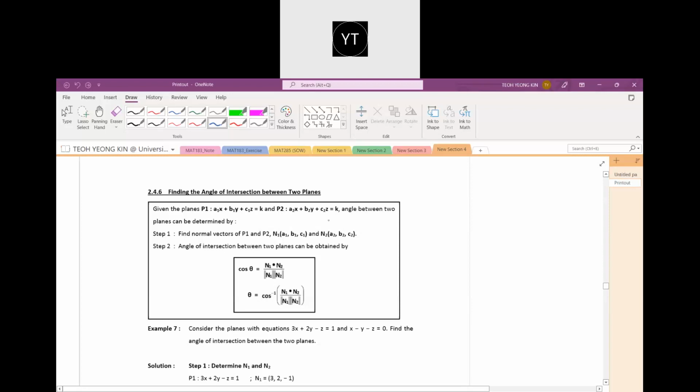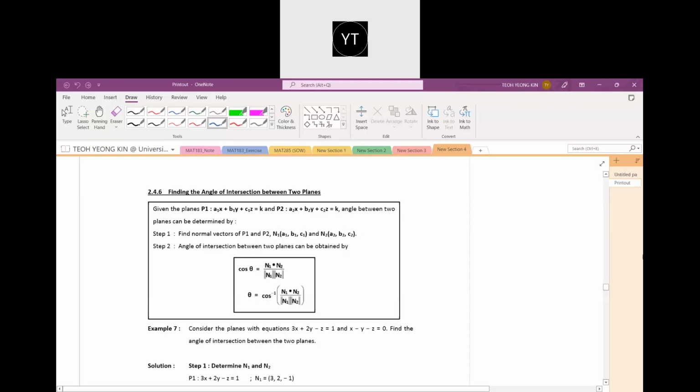So we are using A1, B1, C1 from the first plane, and A2, B2, and C2 from the second plane. From there, we can use the formula for cos theta. This one we have learned before. This is the dot product. To find the angle between two vectors, we can use the dot product. Cos theta is the dot product of n1 and n2 over the magnitude of n1 and n2. Then we can find the cos inverse, so we can find the angle.